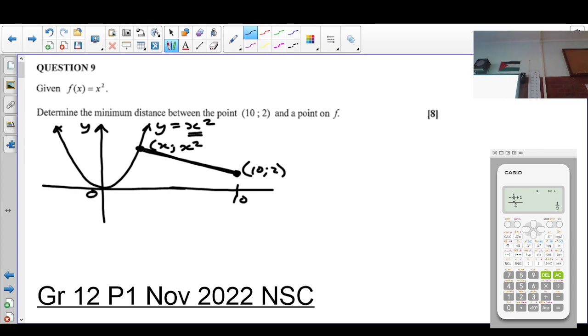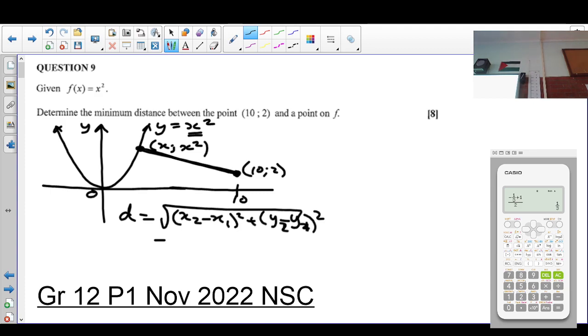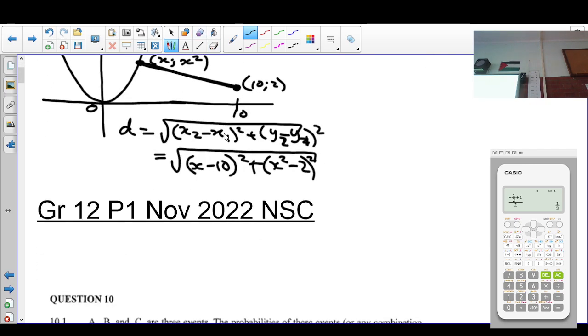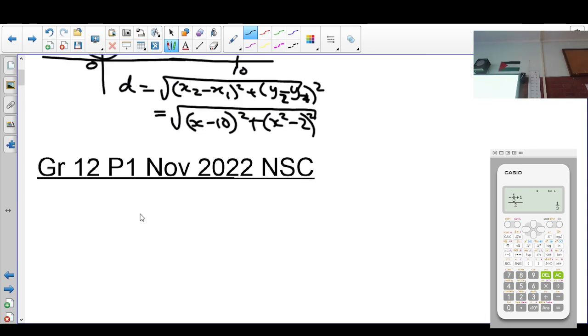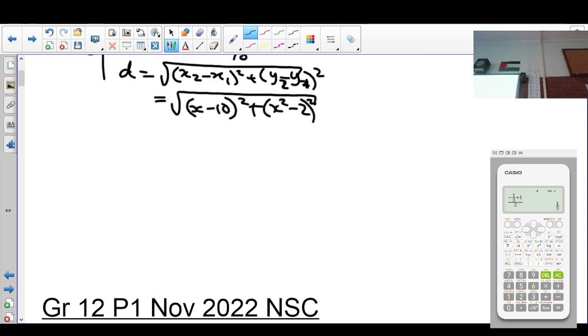How do we calculate distance? Distance formula. Not so? The distance is going to be the square root of (x2 minus x1) squared plus (y2 minus y1) squared, which simply gives us (x minus 10) squared, or (10 minus x) squared is the same thing, plus (x squared minus 2) squared. Okay.